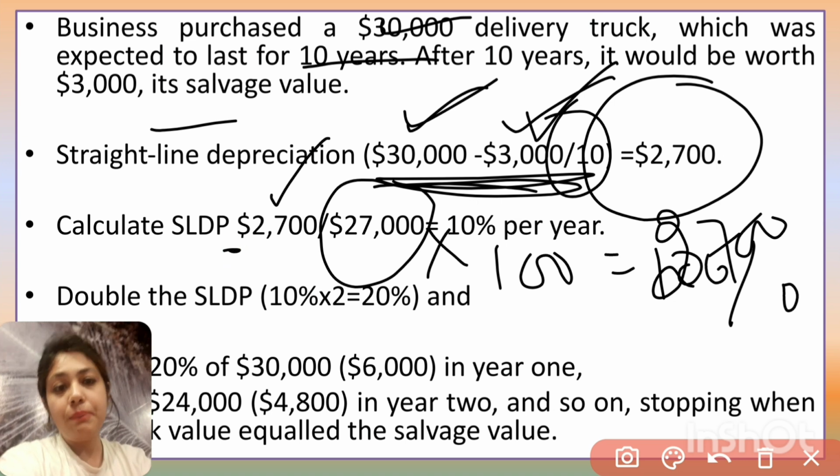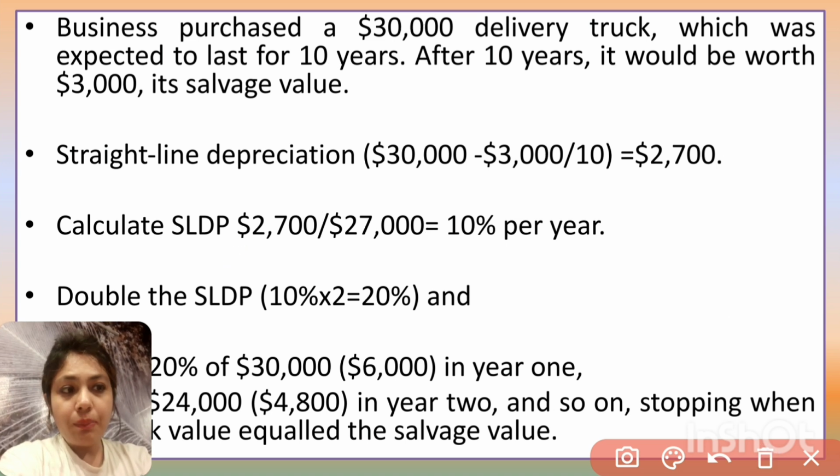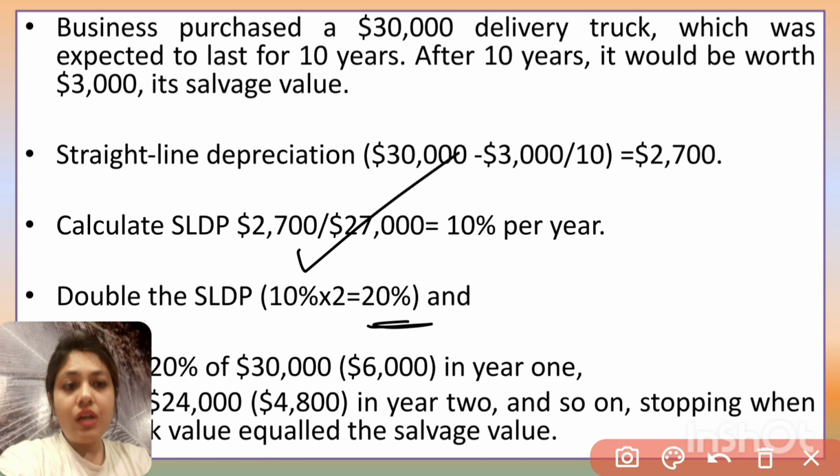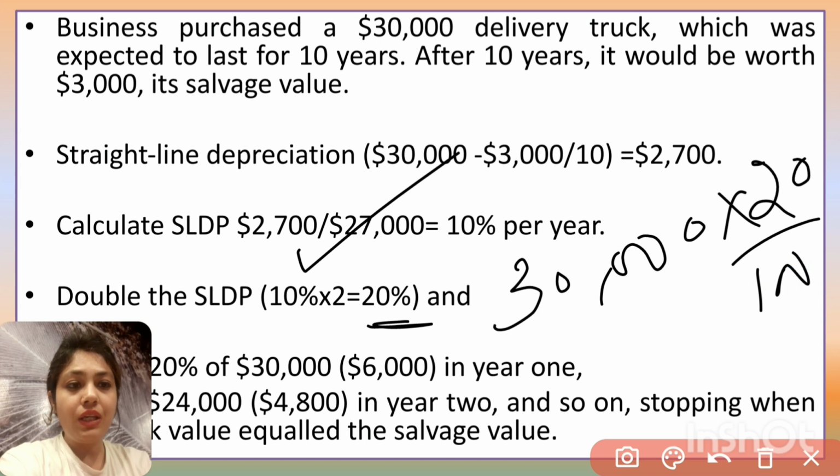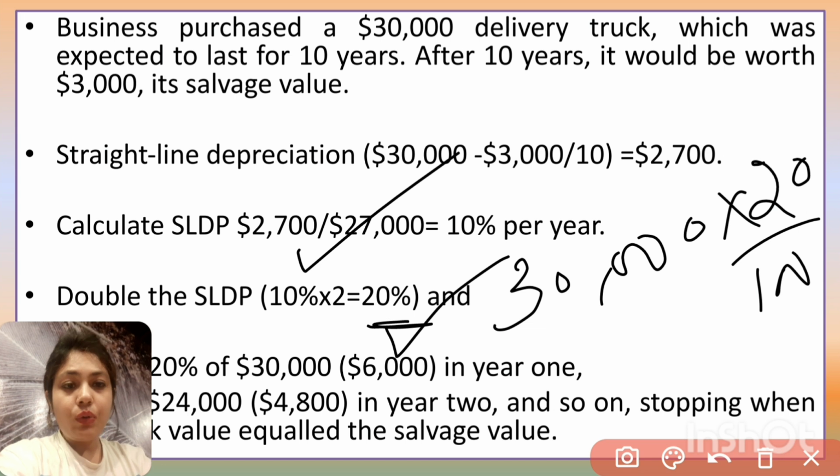We have to compute the percentage. Once we have computed the percentage, the next step is to multiply this with 2, because the rate of depreciation is double, right? So this comes out to be 20%. Now in the first year, how much depreciation will be computed on the cost? That is 30,000 into 20% rate of depreciation. So this amounts to 6,000, right? In the first year, we are going to charge 6,000 as depreciation.